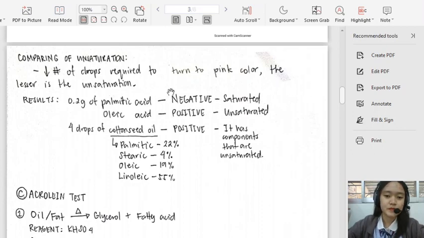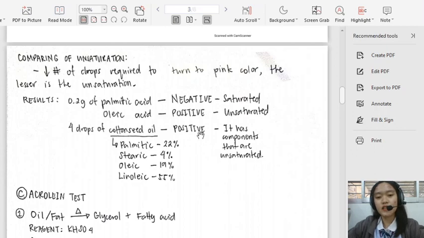So, negative. On the other hand, your oleic acid, okay? So, meron siyang contained na double bonds kasi unsaturated siya. So, meaning, kapag nag-drop ka ng iodine sa oleic acid, nawawala yung color pink. Okay? So, dapat yan, bibilangin mo pa, drop by drop by drop, hanggang sa maging color pink yung buong solution. So, ilang drops yung kinailangan para maging pink yung inyong solution. Okay? So, yun. So, positive ang ating oleic acid. Okay? Because it is unsaturated.